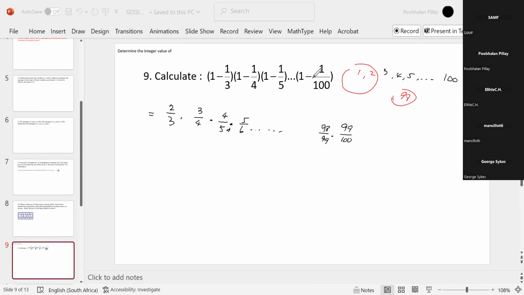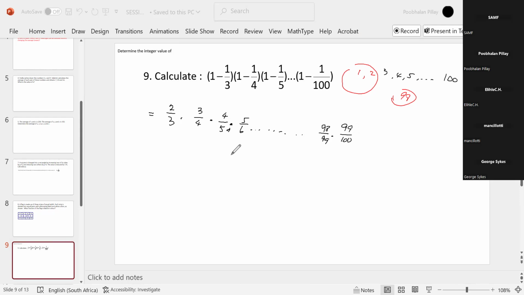Because you would have had 1 minus 1/99. So it's always nice to put the last one as well as the one just before that, right? So then you have a clear picture of what's going on. This is an important rule. Put the last one and the one just before that, and you can calculate it.